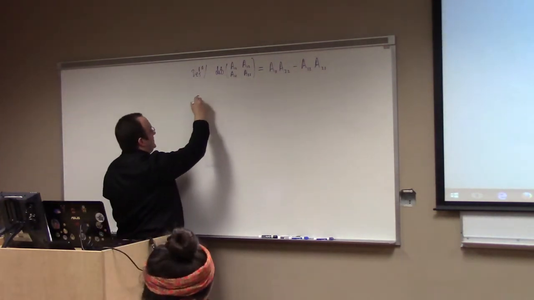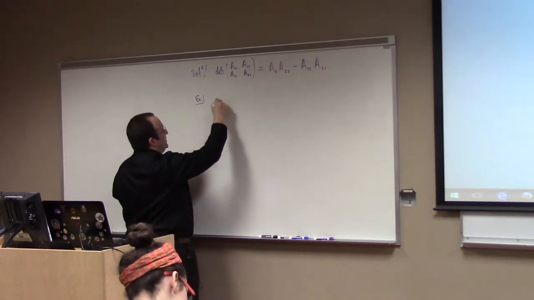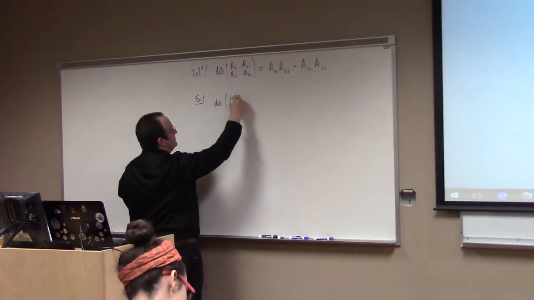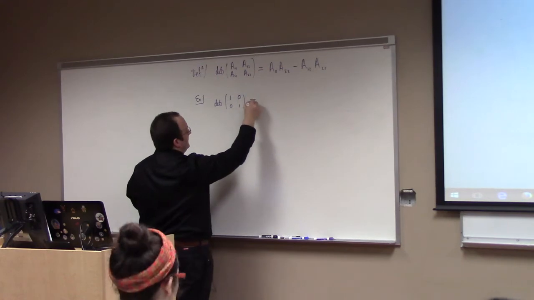Some simple examples. What's the determinant of the identity matrix?